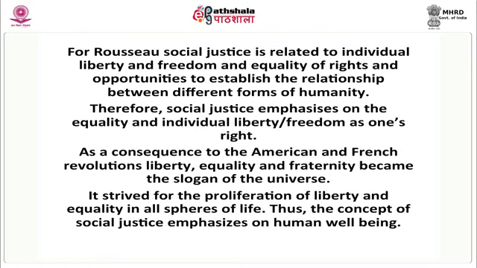As a consequence of the American and French revolutions, liberty, equality, and fraternity became the slogan of the universe. It strived for the proliferation of liberty and equality in all spheres of life. Thus, the concept of social justice emphasizes human well-being.